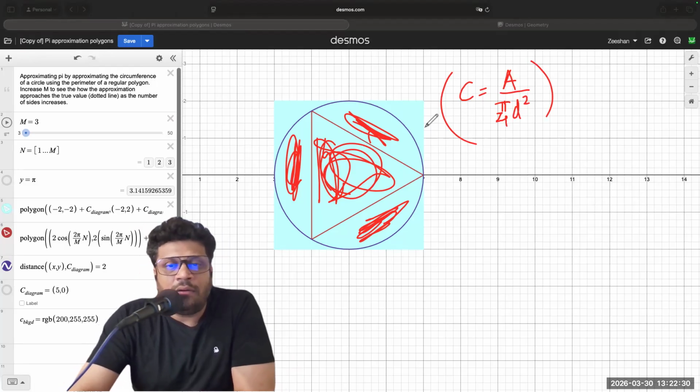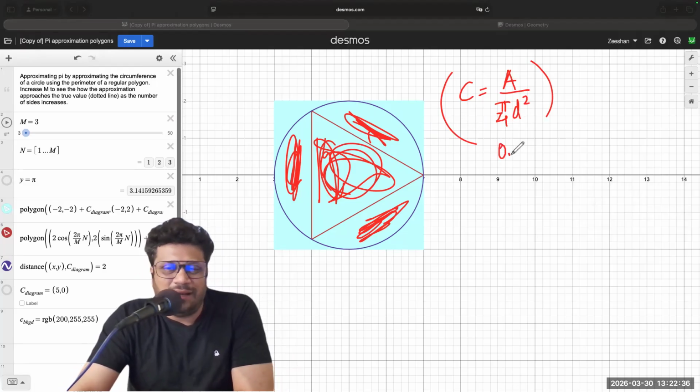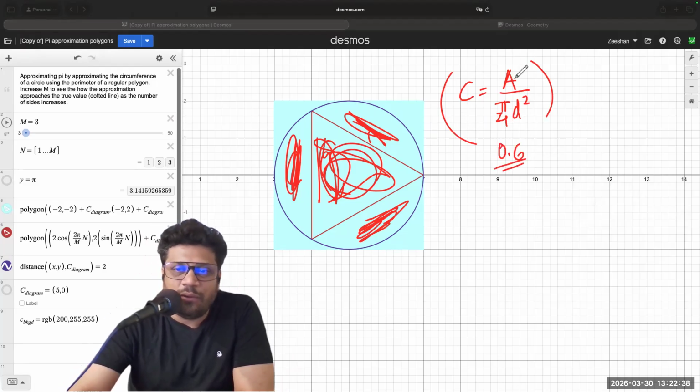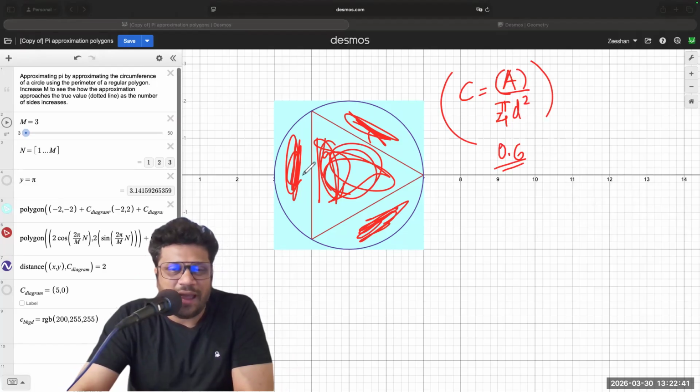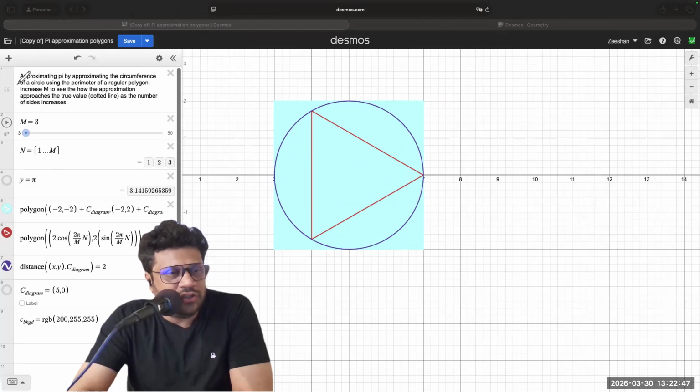Now, at this point, with that triangle there, the compactness would be around 0.6 or something. The area of the triangle will be about 60% of the whole circle. Now, let's increase the number of sides on this polygon that we have there.